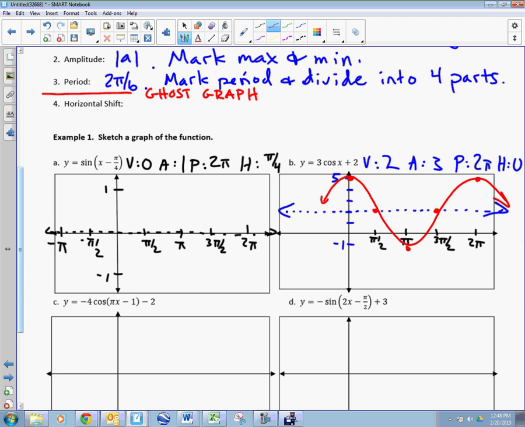So when I say ghost graph, I mean a dotted line. That's not our actual graph, but that we'll use to sketch the next graph. That's generally the easiest way to do it. Where does this start? Top, bottom, middle. Middle. And it's going to go up. And you can even move backwards if you want. You can see that I put some dots over there. So as I make some dots, I refer to that as my ghost graph.